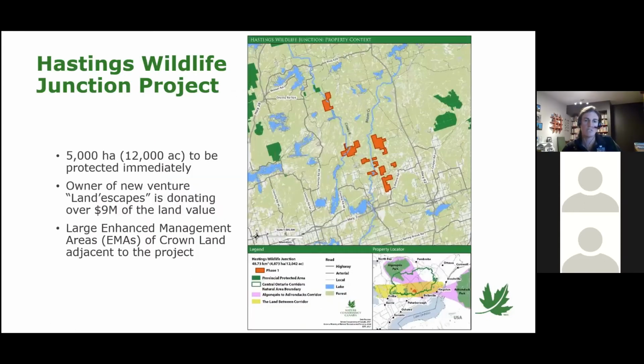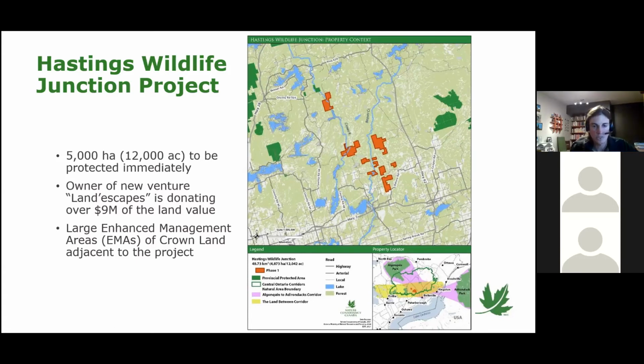So the actual specific opportunity is that we have this incredible opportunity to help protect 5,000 hectares of land, which we can protect pretty much immediately, which is a huge amount of land in the grand scheme of things compared with the work that we've done to date in Ontario. The owner of a new venture called Landescapes is actually donating over $9 million worth of the land value, which is just an incredible amount of generosity.